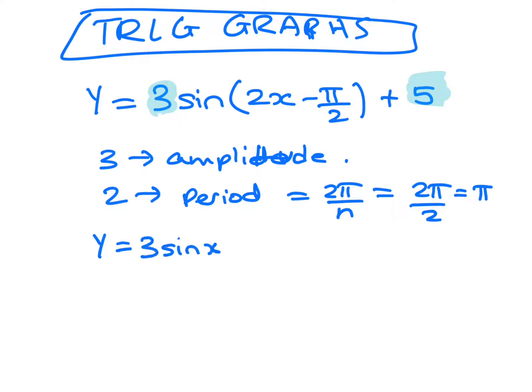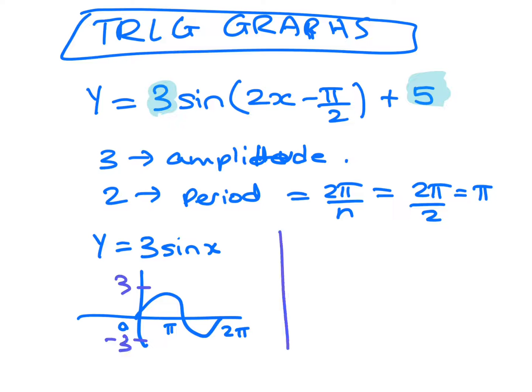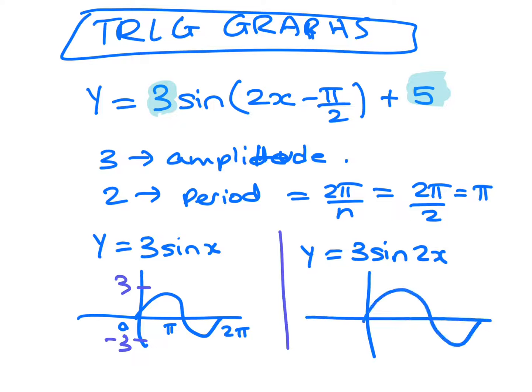If I just have my normal sine curve, it will go like that, between 0 and 2 pi. But when you put a 3 in there, it's going to oscillate between 3 and minus 3. When you go y equals 3 sine 2x, there's your normal sine function, and it's going to go 3 and minus 3.